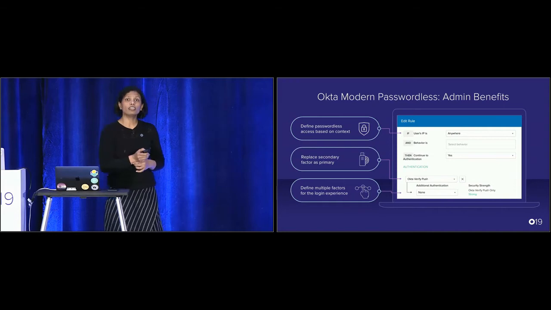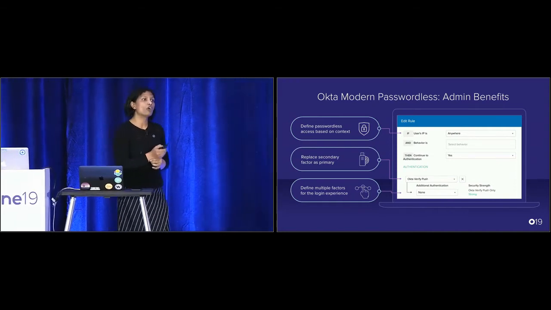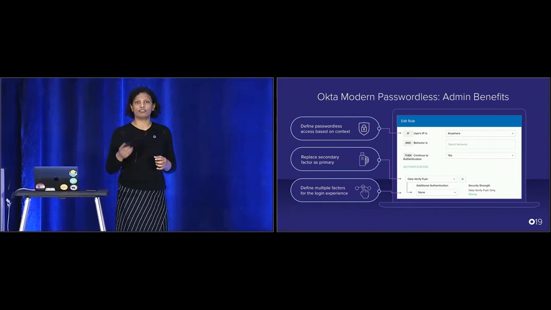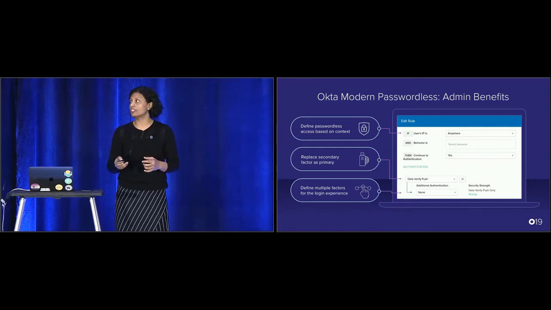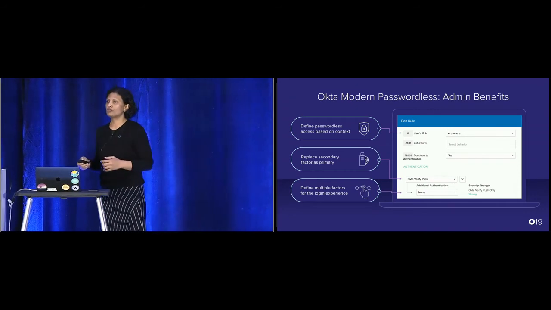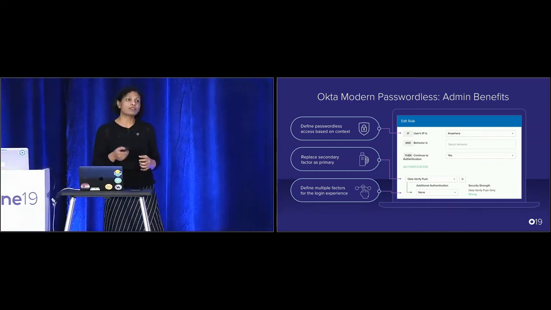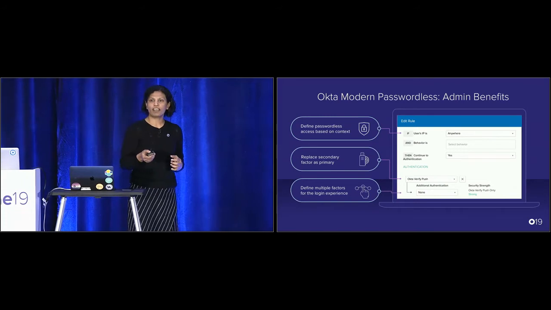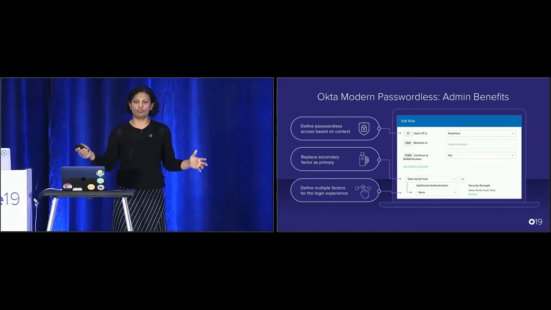You can configure factors that you want to use with risk levels or different criteria that you use in your sign-on policy using Okta Modern Passwordless. This gives you the flexibility to pick and choose factors of your choice. Password is no longer the mandatory primary factor. It is one of the factors among the pool of factors.